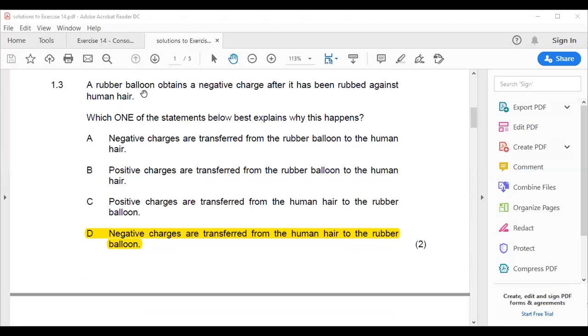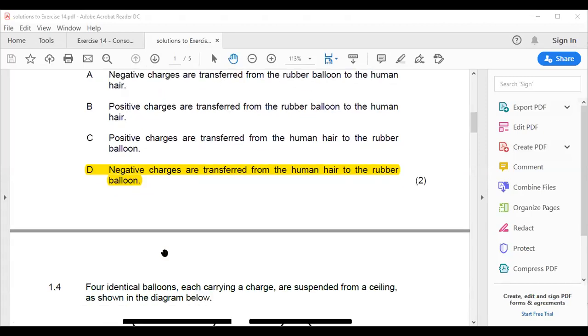A rubber balloon gets a negative charge, so it has got more electrons, or more negative charge than positive. A says negative charges are transferred from the rubber to the human hair. This is incorrect. It's supposed to be transferred the other way around. Negative charges are transferred from the human hair to the rubber balloon because the rubber balloon is the one that became negative. So your answer there is D.